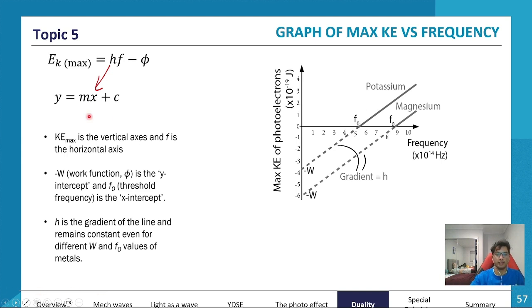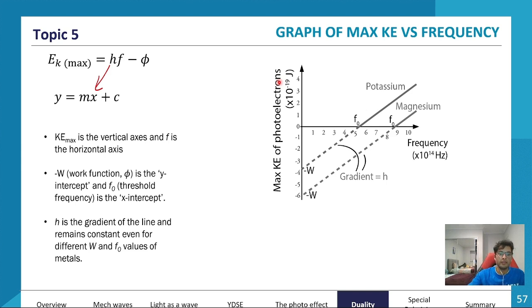In this case, we have potassium and we have magnesium. What you can see from this graph is that as we increase the frequency, the amount of energy in the electrons will increase. That makes sense: the more frequency you have, the more energy you have, and the more energy is going to be transferred into the electrons. Hopefully that makes sense. Increasing frequency, increasing energy.